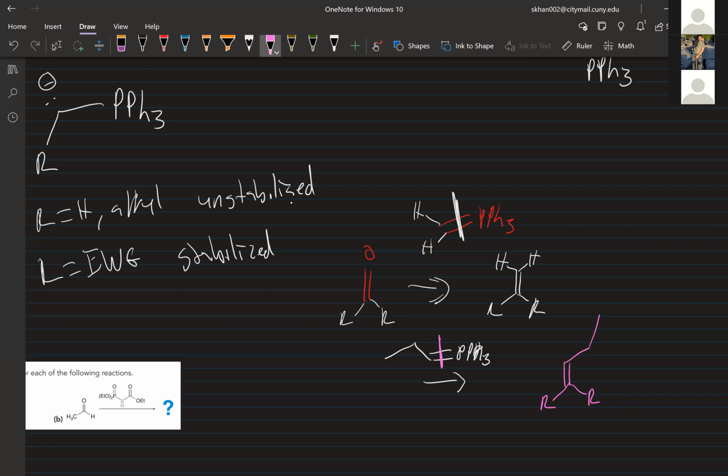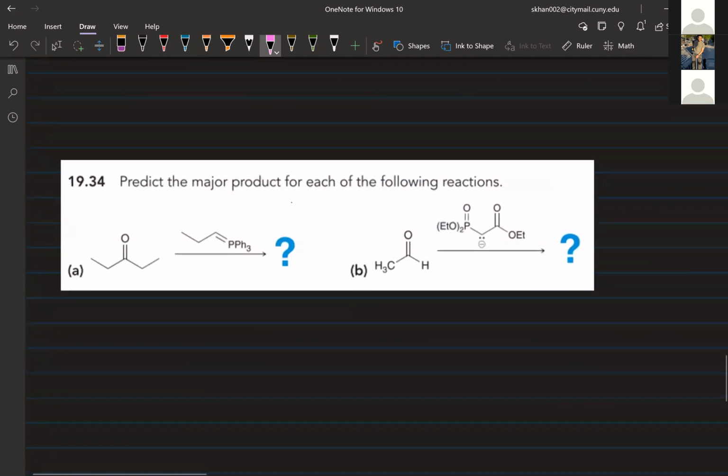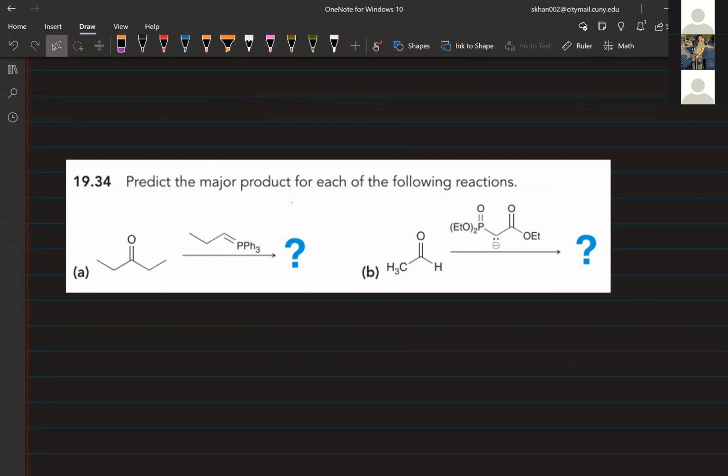Okay, so for this, let's go for the first one, right? We have a Wittig reagent here. Is it stabilized or unstabilized?